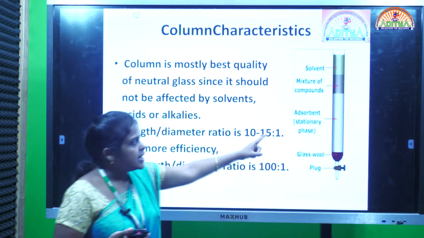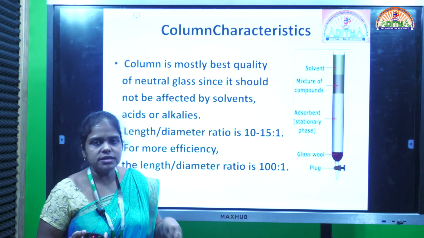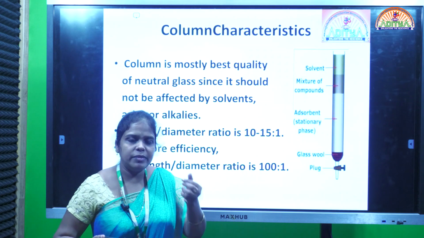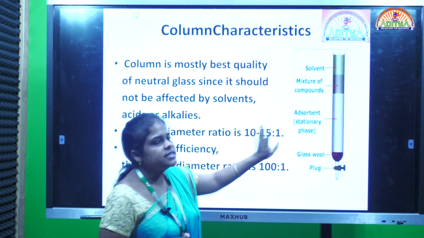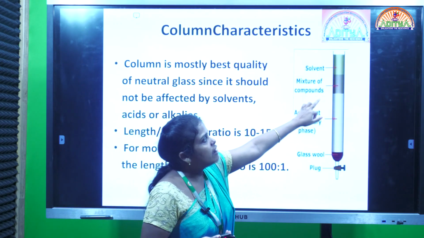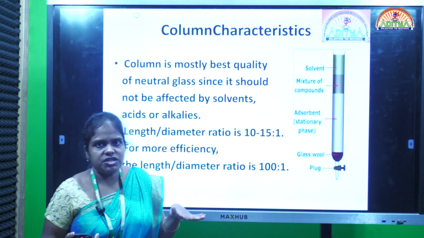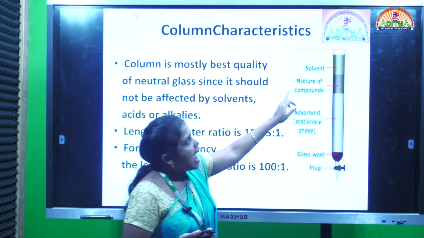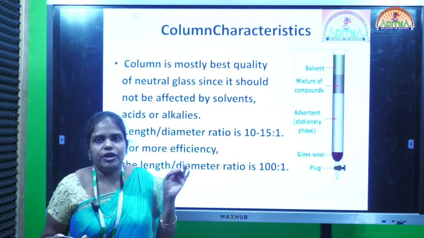And the next part is, after keeping the glass wool at the bottom, you have to add the stationary phase. The most commonly used stationary phase is silica gel. It will be in a powdery structure like salt. After filling with the stationary phase, again above it you have to keep one paper disc. Why? For the uniform distribution of the stationary phase. That means to keep it at one level, you keep one paper disc, and then you add the mobile phase and the sample which we are going to separate.